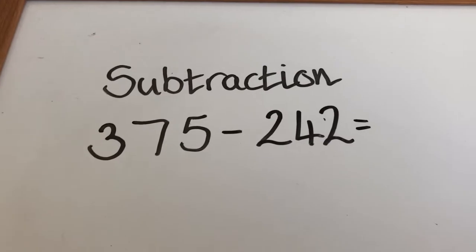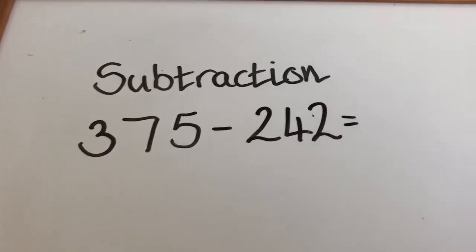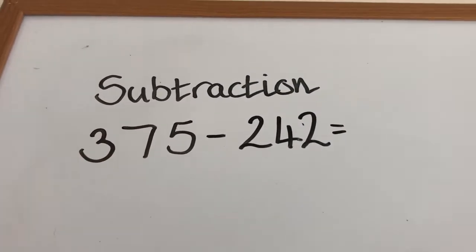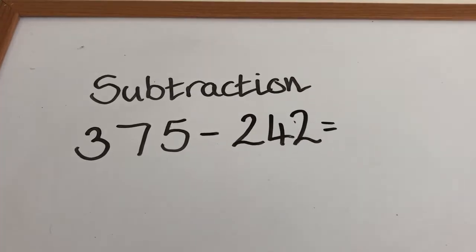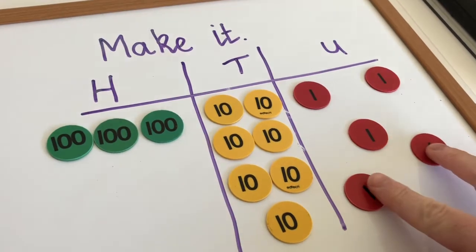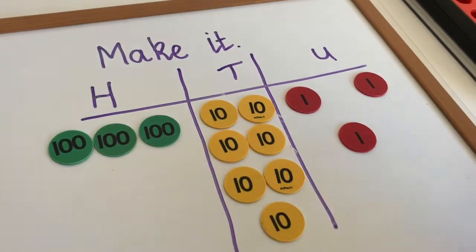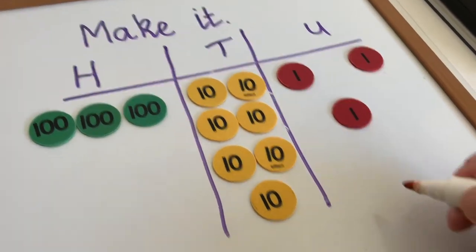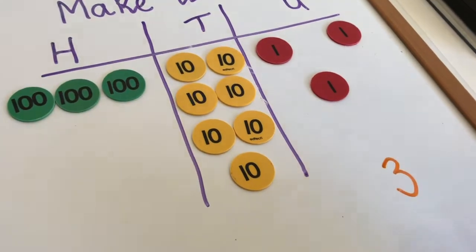All I need to do now is take away the smallest number. If we look at the question again, it's 242, so I need to take away 2 units, 4 tens and 2 hundreds. What I'm left with when I do this will be the answer. So let's do this first. Let's take away our 2 units. Let's check how many we've got. We've got 1, 2, 3. So underneath, I'm going to write the number 3.